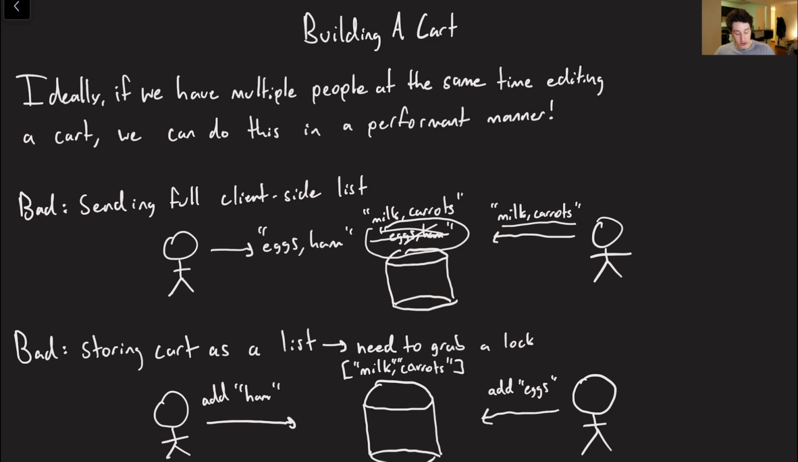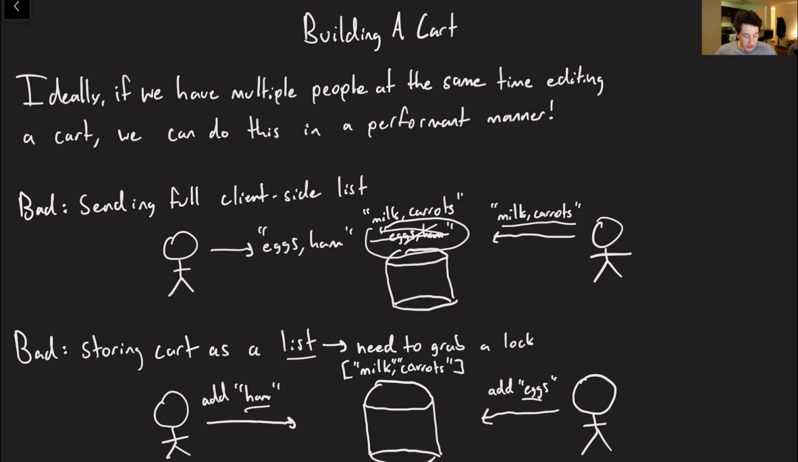Of course, we could also just store the cart as a list and then basically add elements to the end of that list. Right, so I'm going to add ham, this guy's going to add eggs, but that's not going to be great either because we're going to have contention. When we're adding elements to the end of a list, we need to grab a lock on the list itself in order to add that element.